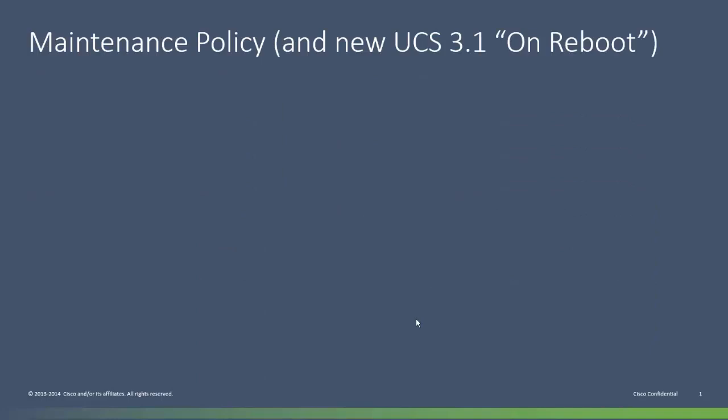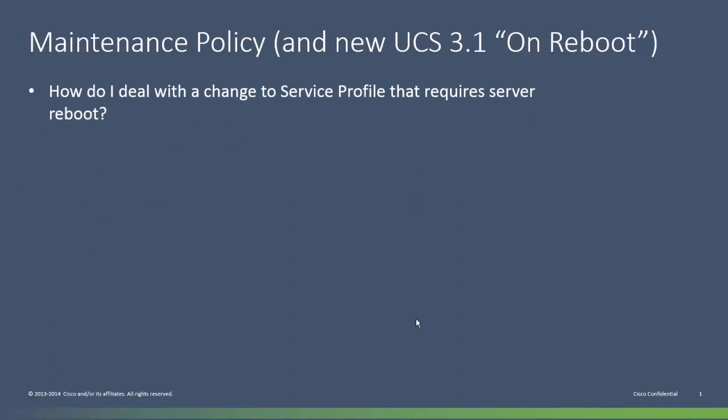I'm going to look at UCS Manager maintenance policies, a bit of review, and also focus on the new UCS 3.1 on reboot feature of maintenance policies. The whole point of maintenance policies is deciding how to deal with changes to service profiles that require server reboots. Once again, only changes that require reboot are in question here. Other ones don't apply to this feature.